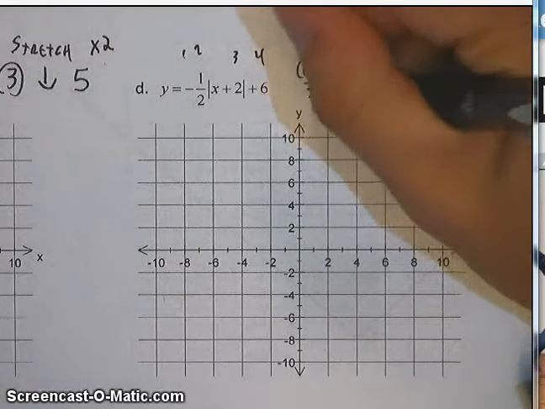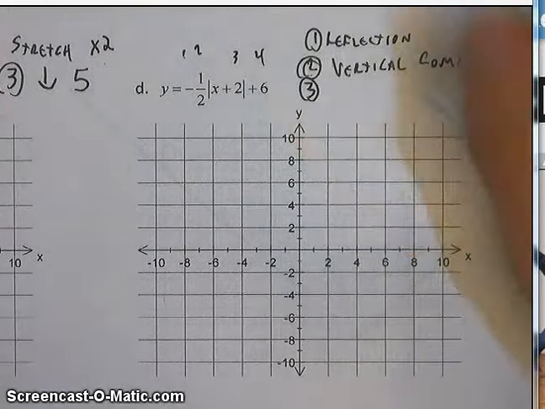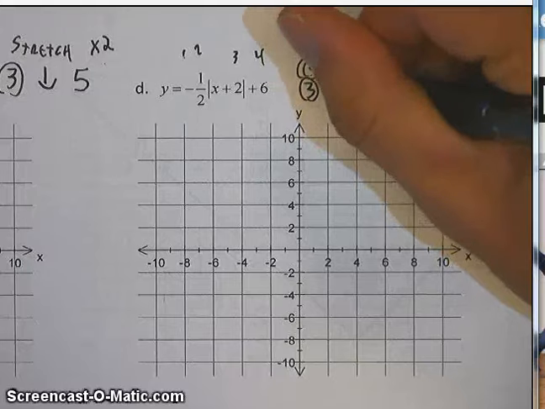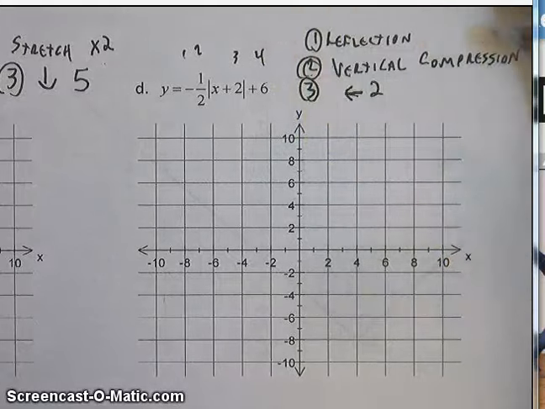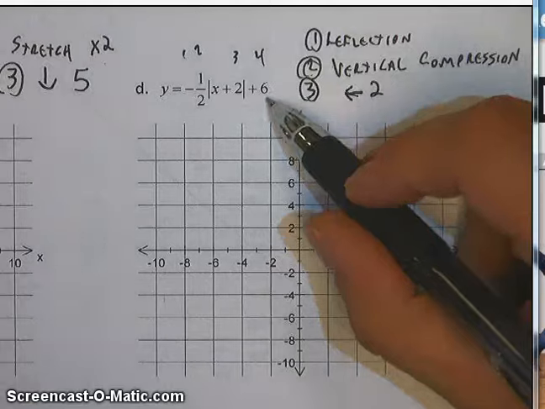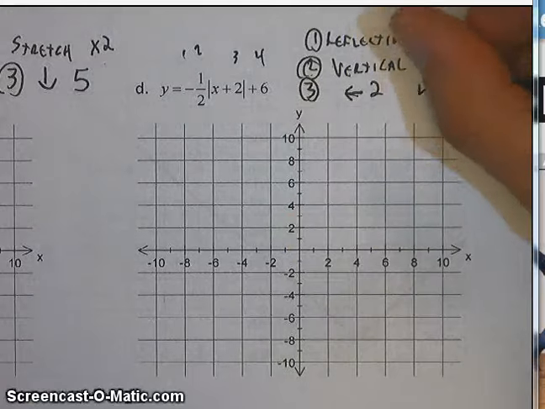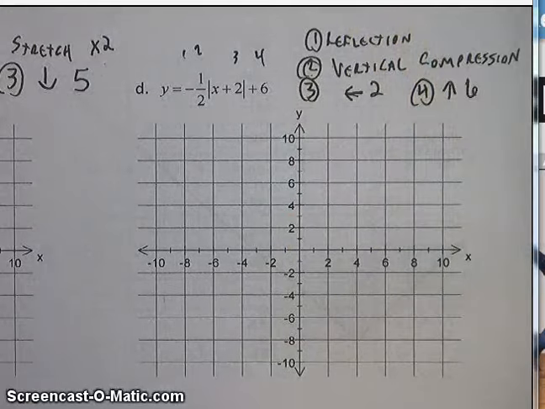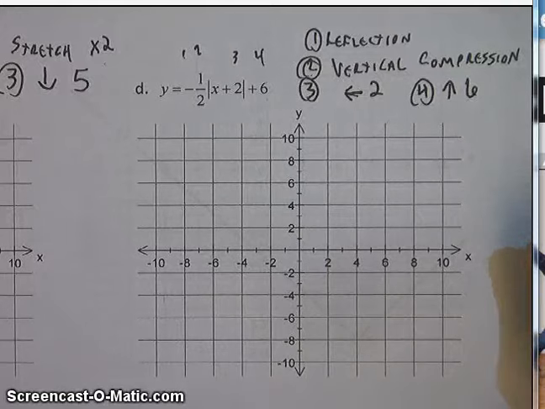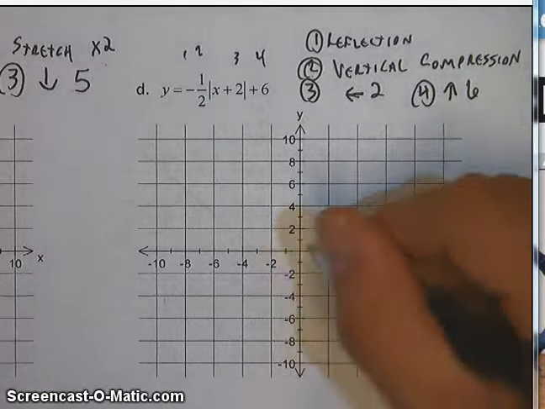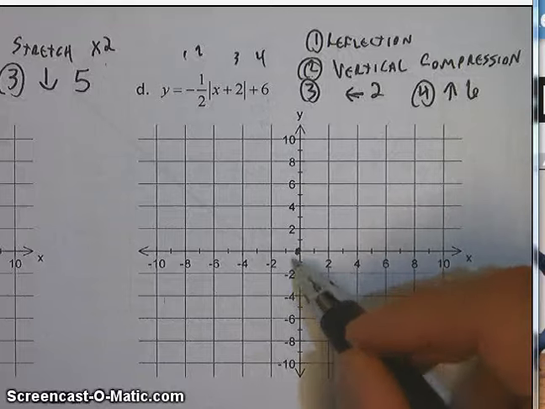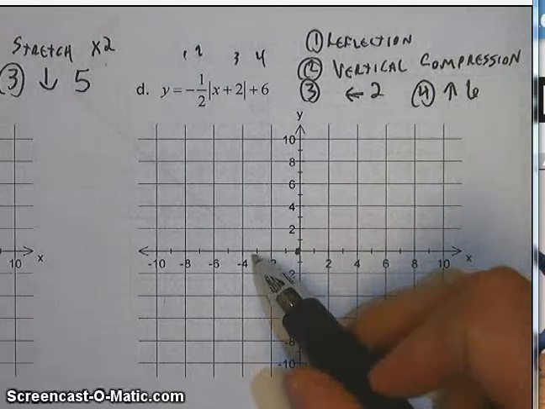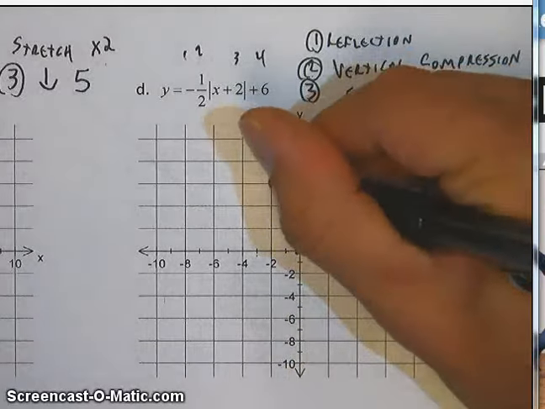The third thing that's going on here is that plus 2. That's going to make this thing go left 2 units from the origin. And the plus 6, that's going to make this thing go up 6 units from the origin. So let's start from 0, 0 and go left 2, up 6. I'm going to put a dot right there.